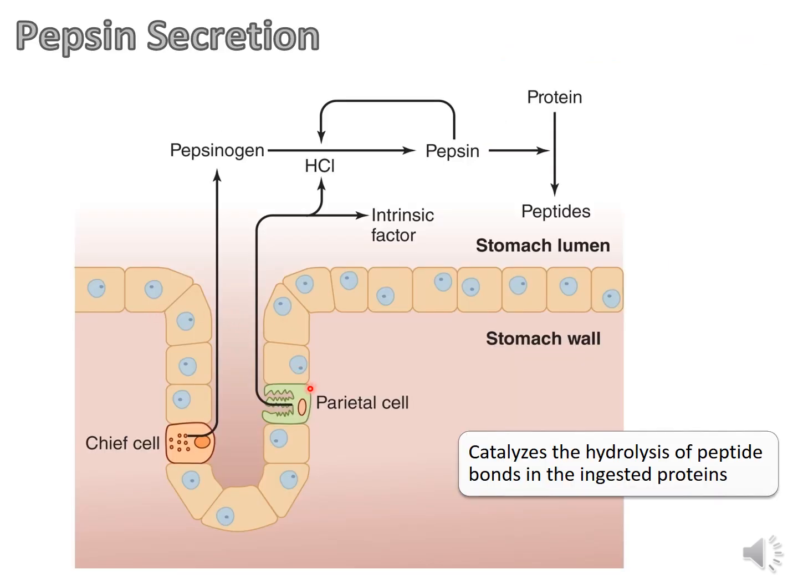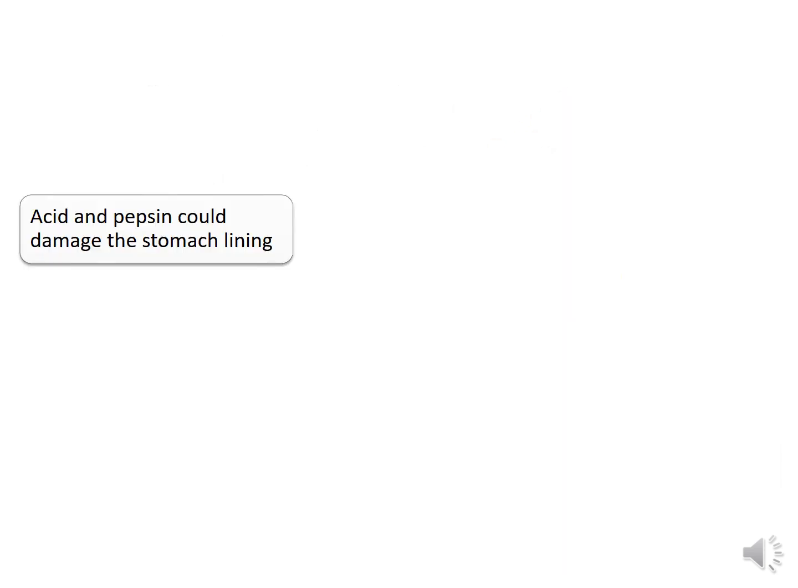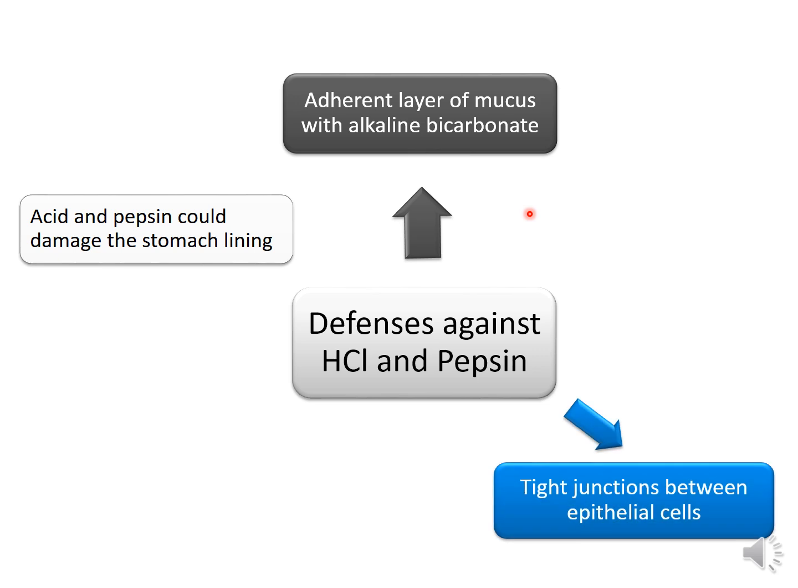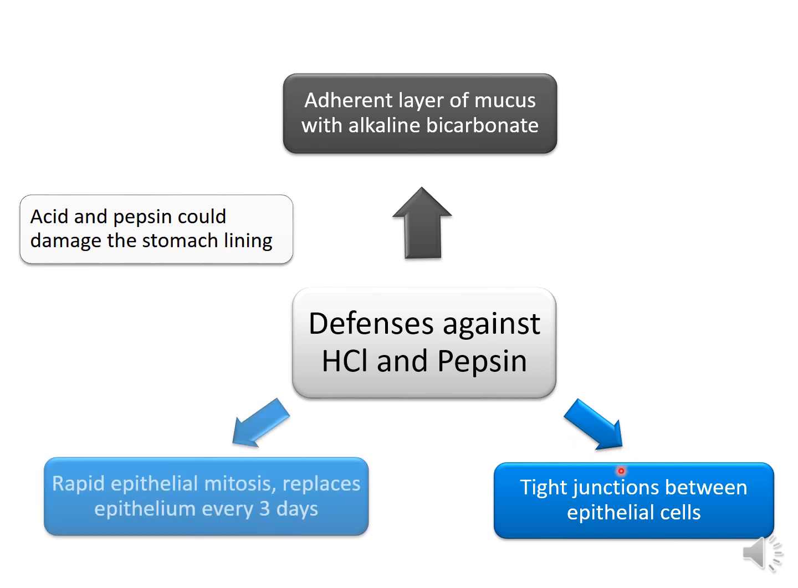Pepsin comes from the chief cells as pepsinogen. Here are the parietal cells making hydrochloric acid that activates pepsin, and then pepsin works on proteins and makes them into small peptides. All right. The dangers of having acid and pepsin: both of these are corrosive things. You defend against it with mucus. You defend against it by hopefully not letting it get to the soft tissues underneath. And then you turn over the cells frequently so that they can basically tolerate the constant abrasion.